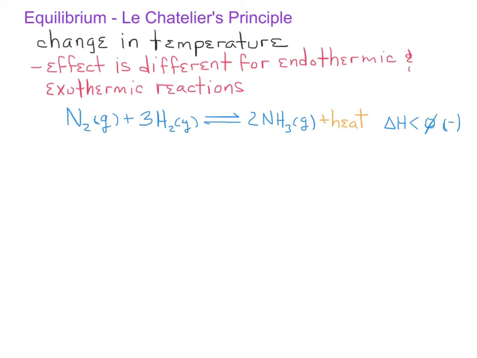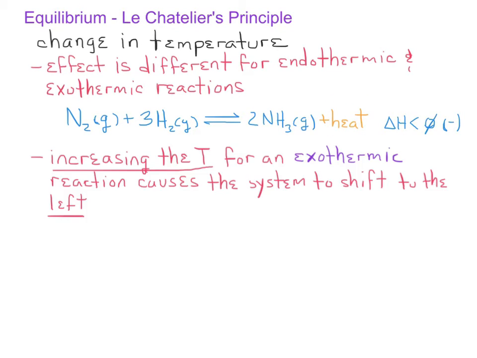Because essentially, if heat is a product, if we increase the temperature or we increase the heat, we're essentially increasing one of the products. And so to reduce the amount of that product, the reaction for this exothermic reaction would shift to the left to reduce that extra heat we added by increasing the temperature.